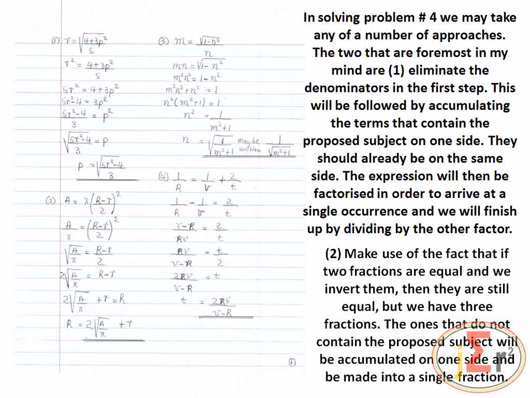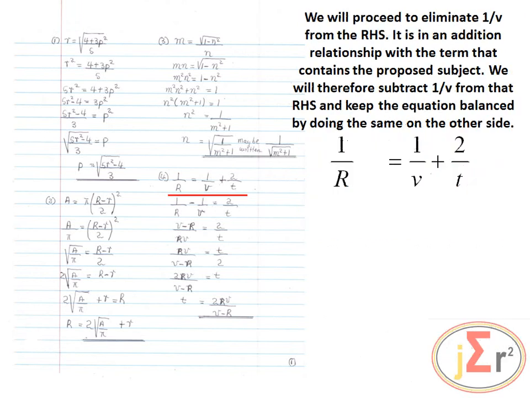our inversion. So the ones that do not contain the proposed subject will be accumulated on one side and be made into a single fraction. So let us do that in our first step. We will proceed to eliminate 1 over v from the right hand side. It is in an addition relationship with the term that contains the proposed subject. We will therefore subtract 1 over v from that right hand side and keep the equation balanced by doing the same on the other side, which is the left hand side.